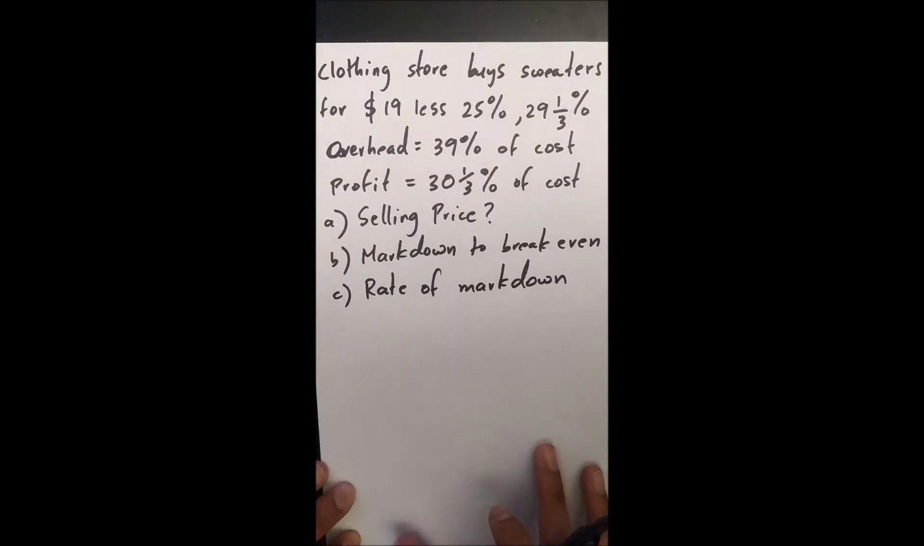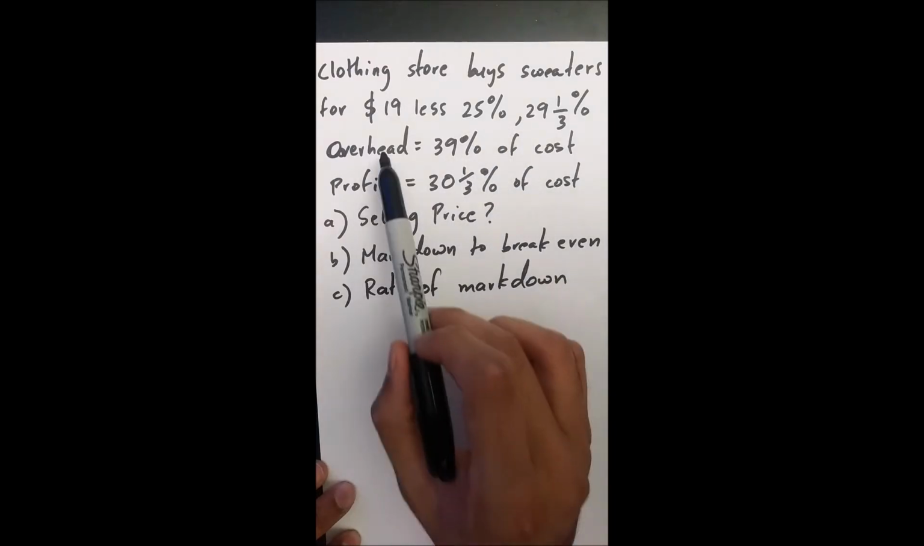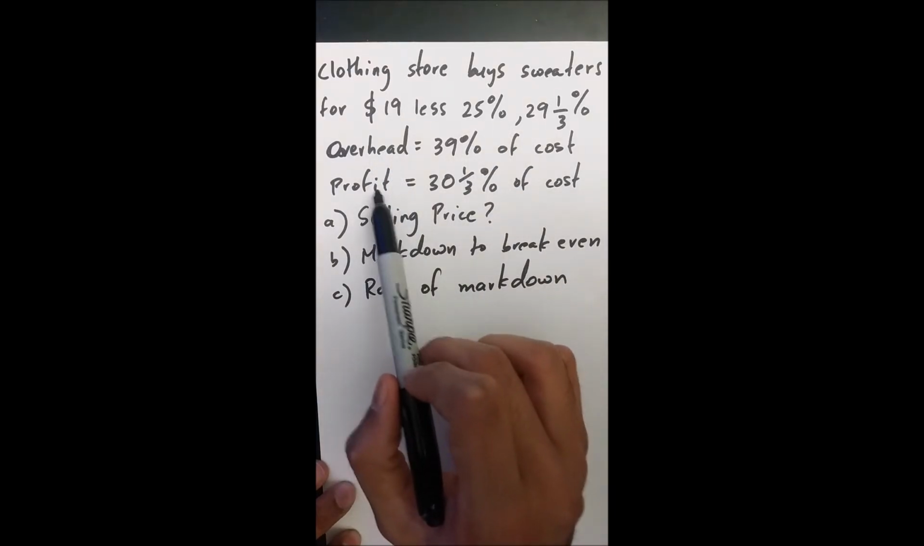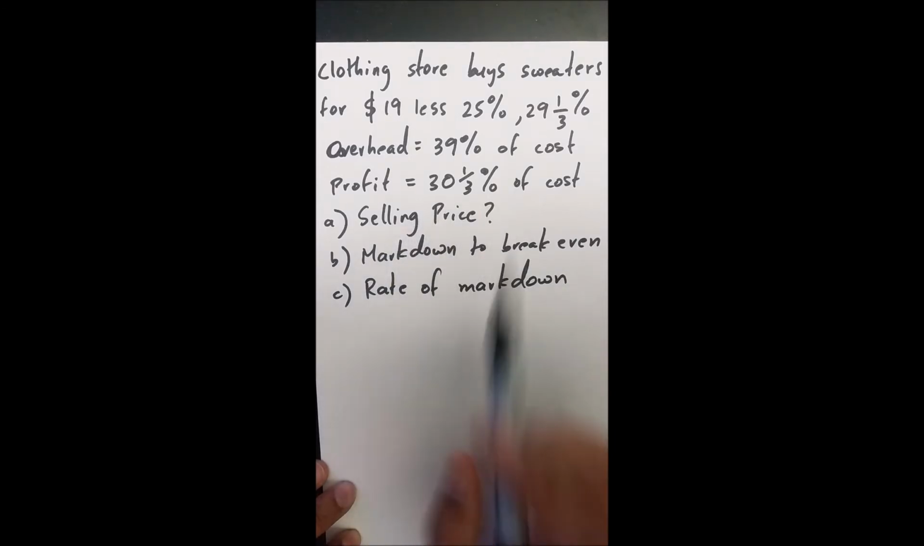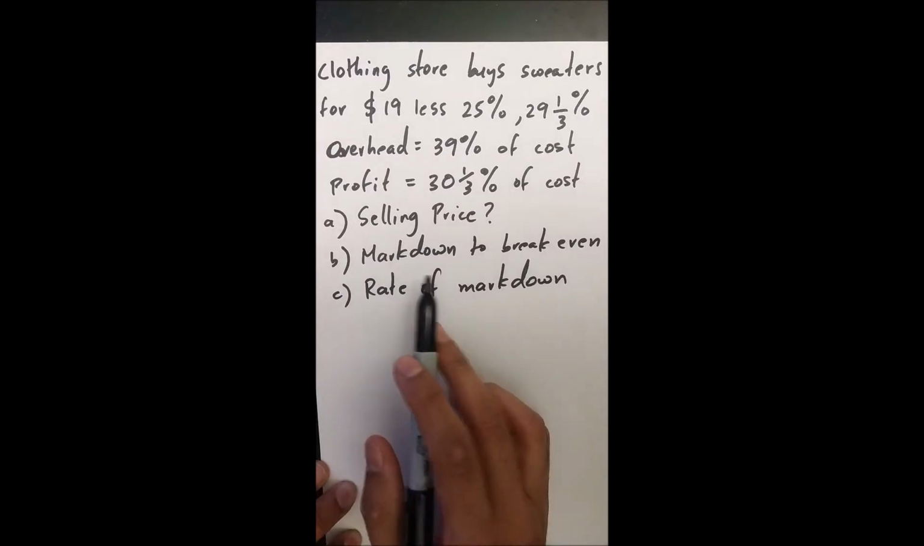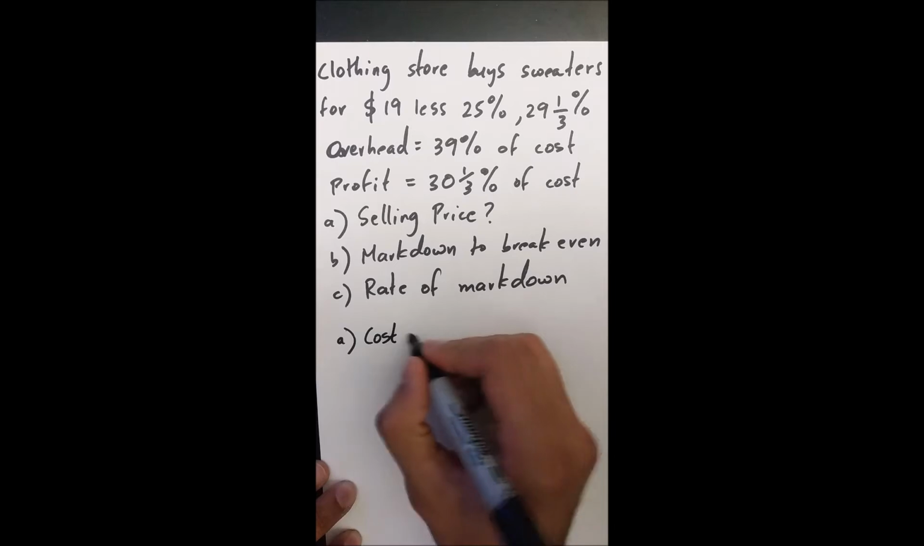Okay, so in this question, a clothing store buys sweaters for $19 and then we have a couple of discounts. We have an overhead cost and we have a profit. And the A part of the question asks us to find the selling price. The first thing I'm going to do in this question is find the cost.